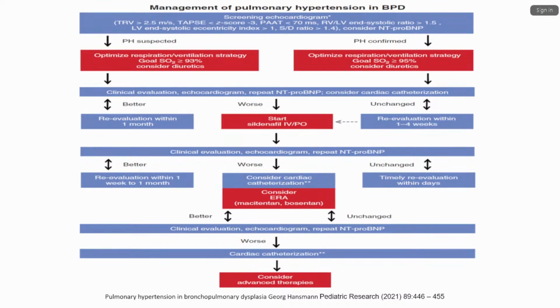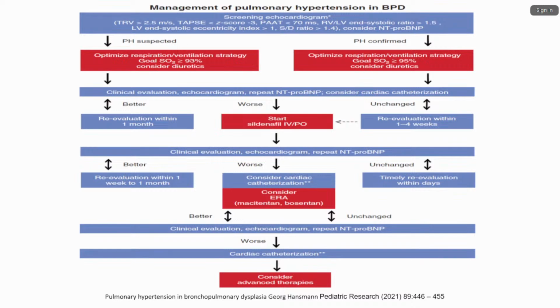echocardiographic findings. If pulmonary hypertension is suspected, then optimize the ventilation strategy first. The goal of SpO2 is more than 93%, and consider diuretics if required. Then if pulmonary hypertension is confirmed, optimize ventilation, and the goal of SpO2 is more than 95%. Then again do a clinical evaluation, echo findings, repeat NT-proBNP, and consider cardiac catheterization.